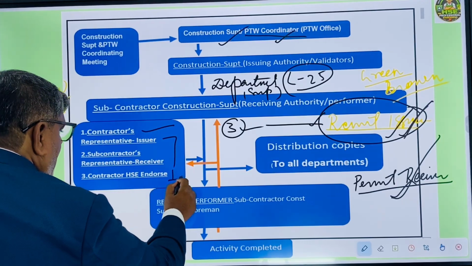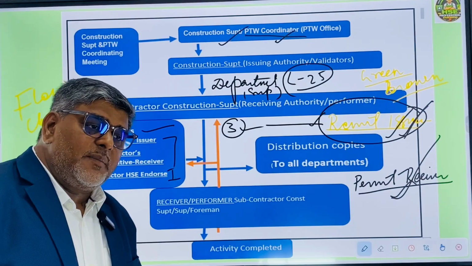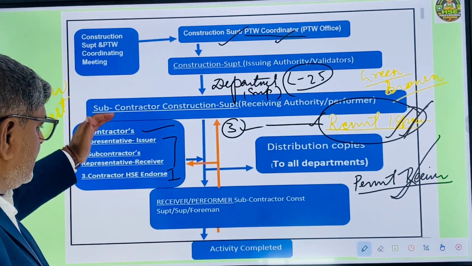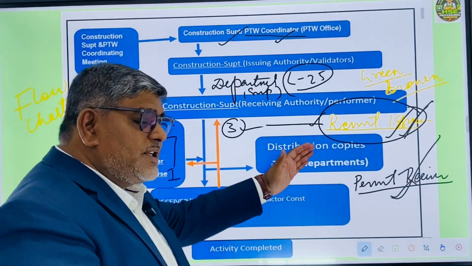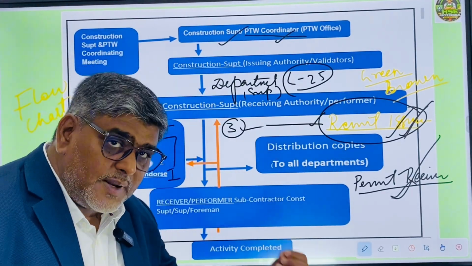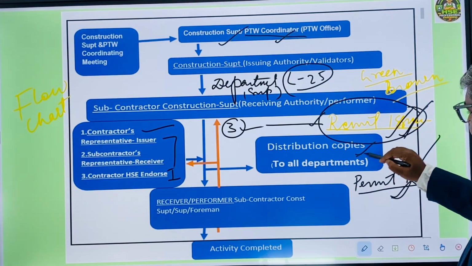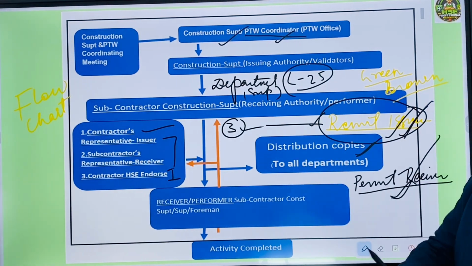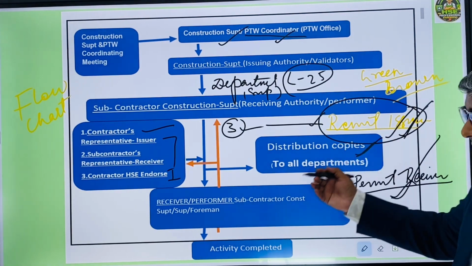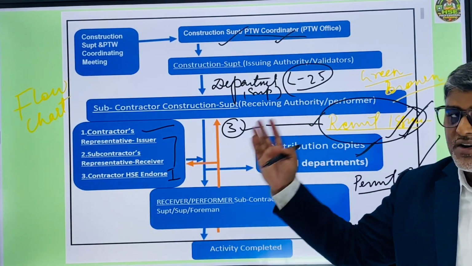And the HSE department needs to endorse the permit, confirming that all the requirements are being followed and complied with. Clear? Okay, so this will be done. Then the permit issuer will issue the permit to the subcontractor permit receiver, or the contractor permit receiver. Then a copy of the permit to work will be distributed to all departments through mail or soft copy, saying that the permit for that area has been issued, these are the safety requirements, and the safety representative has also endorsed, signed, or verified it.